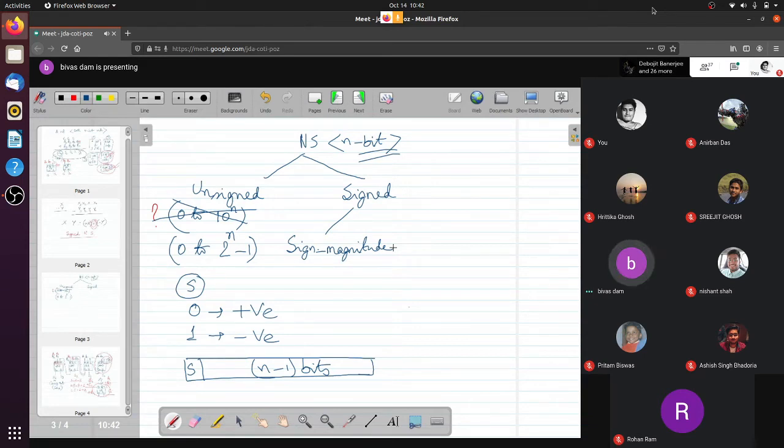The most significant bit, I repeat, the most significant bit is representing the sign. If that is 0, the number is positive. If that is 1, the number is negative. Or for a negative number, the MSB should be 1. For a positive number, the MSB should be 0. Now, what about the least significant n minus 1 bits? They will represent the magnitude directly. There is no transformation, no alteration required. Clear? Should I repeat?